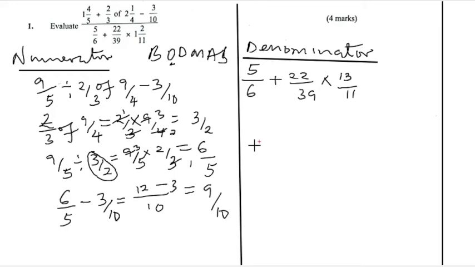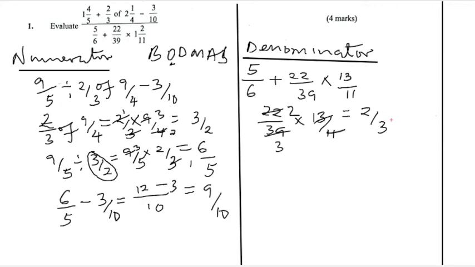Order of operations: we are going to honor multiplication first. So we'll have 22 over 39. We will multiply it by 13 over 11 first because of BODMAS. 11 goes into 22 twice. 13 goes into 39 3 times. These are simple multiplication. So if you can remember your table of multiplication, this will not be hard. After doing that, that is giving us 2 over 3.